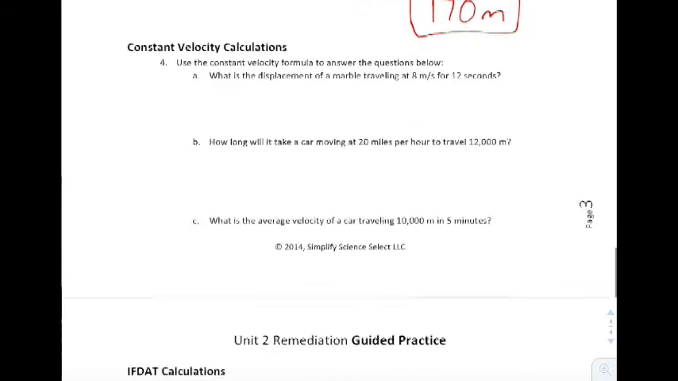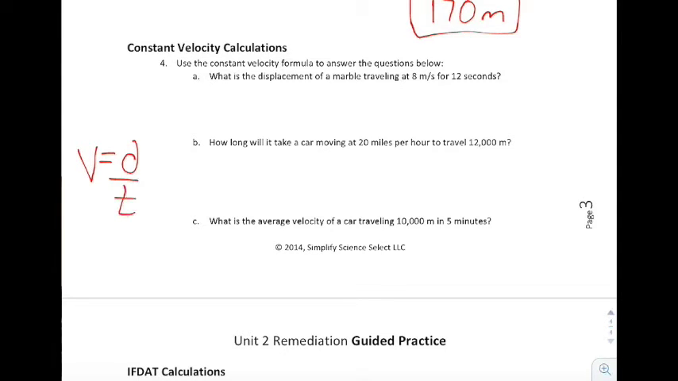Next, we have our constant velocity calculation. Our constant velocity calculation is the one in which we're only going to use the formula v equals d over t. The reason why is we only have one velocity. If we have one velocity, we have no reason to use vf's and vi's because they just end up being the same number. So because of that, we can now go ahead and say, what is the displacement of a marble traveling at 8 meters per second for 12 seconds?